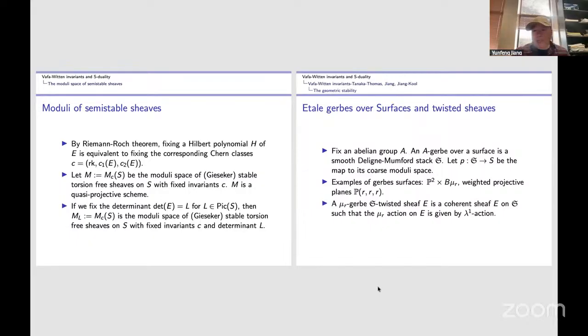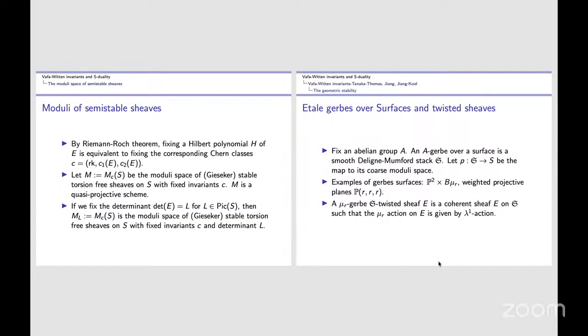you can have any mu_r action. The weight can be lambda 1, lambda 2, lambda 3, and so on. But now I only take the lambda 1 action. If the sheaf is like this, we call it a twisted sheaf. Okay, any question about this?